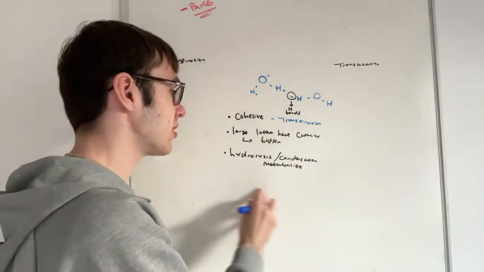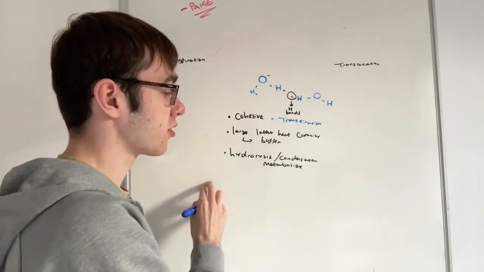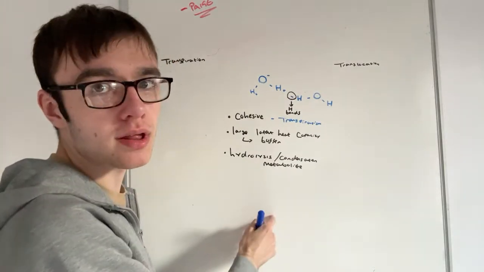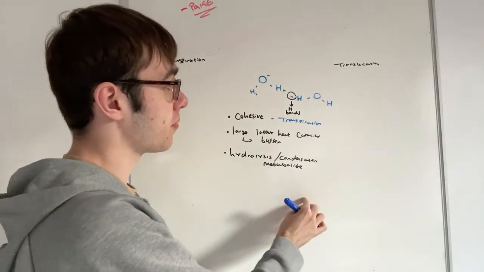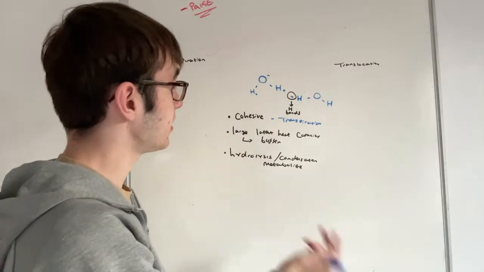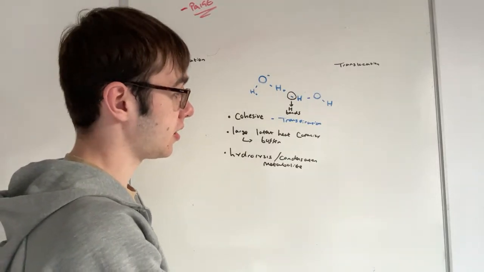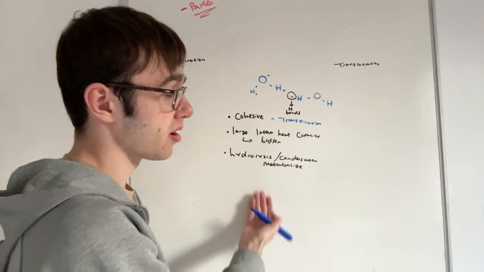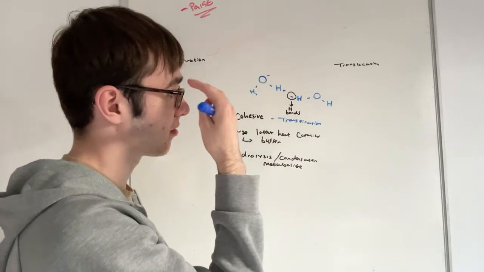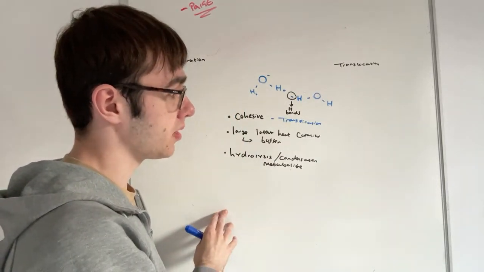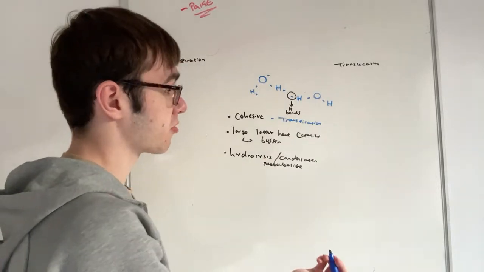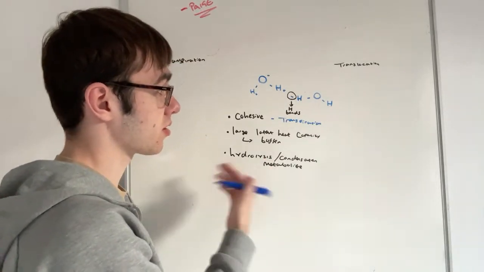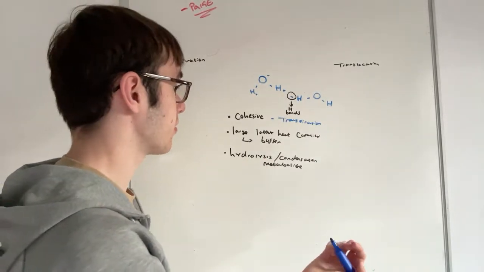Then finally, hydrolysis and condensation, you could talk about how that joins monomers together to create polymers. For example, in DNA replication, where condensation is obviously used to form the phosphodiester bonds, or the hydrogen bonds between DNA, which is obviously joining complementary bonds.